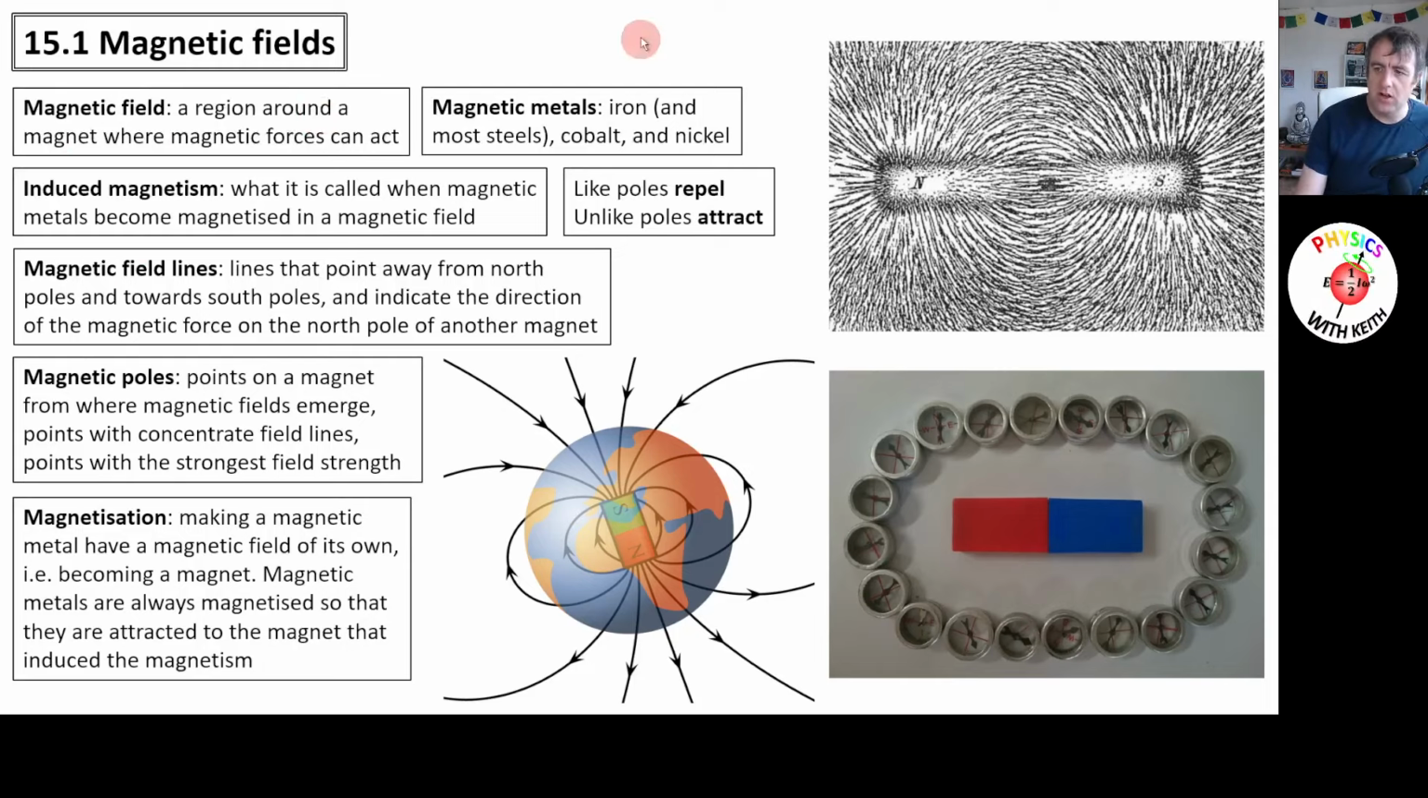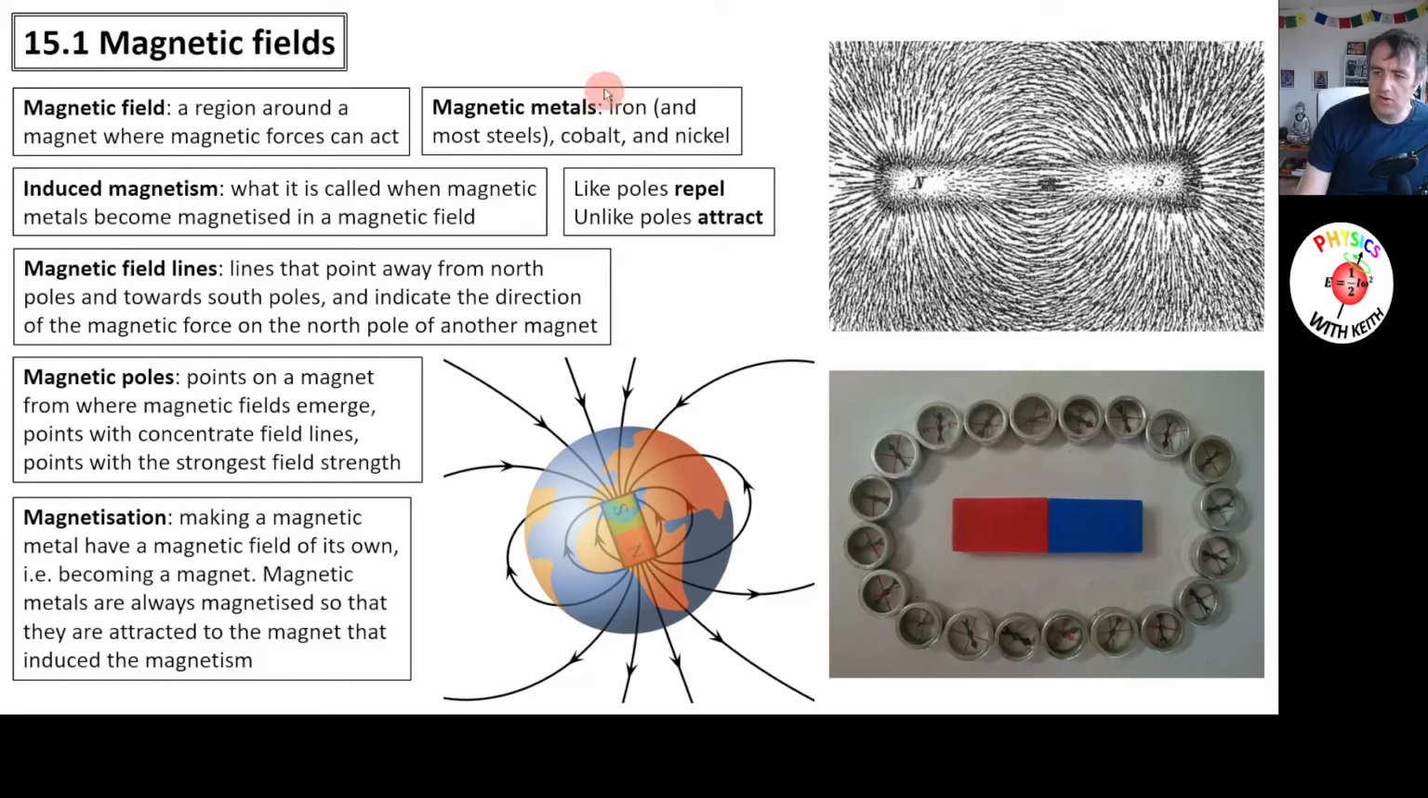The first is magnetic field. So any field, a force field, is a region where a force is felt by something. So a gravitational field is a region where a gravitational force is felt by masses. An electric field is a region where an electric force is felt by charges. And a magnetic field is a region where a magnetic force is felt by magnetic poles. We'll come to poles in a minute.